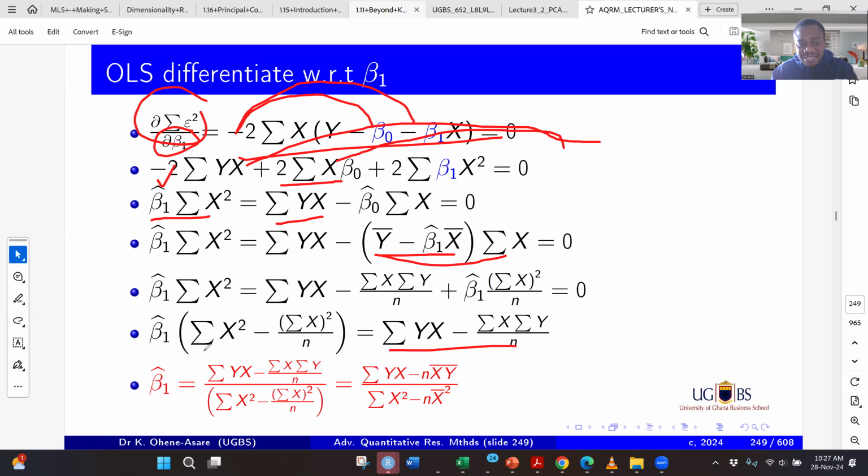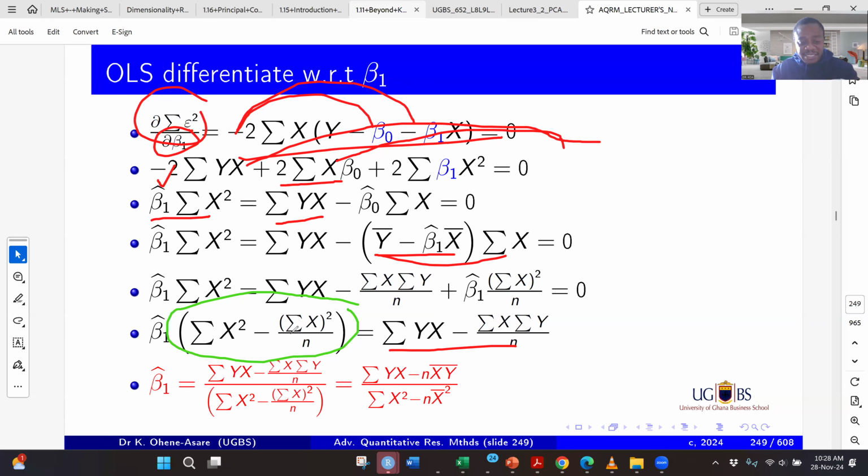What I have is this one. All I want is beta 1. And if I want beta 1, I divide both sides by this value. I'm going to divide all sides by this value. So that when I divide all sides by this value, it will cancel this, leaving what? Beta 1. Then the right-hand side here will be divided by that.